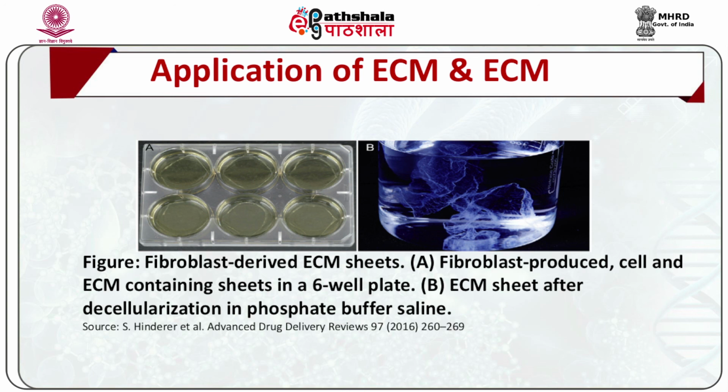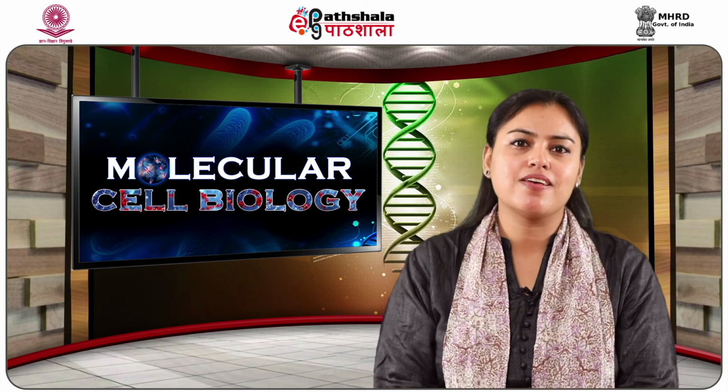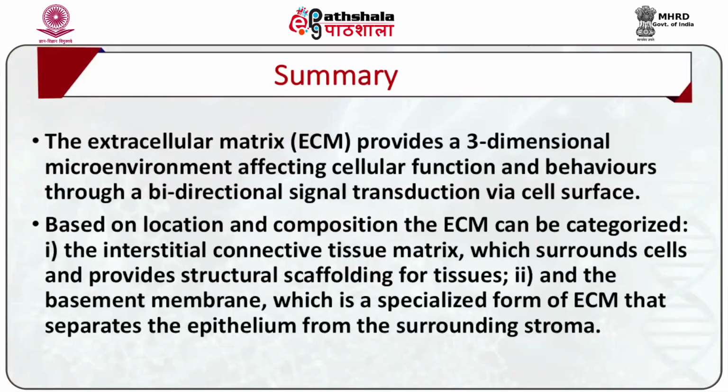We can now summarize the learnings from this module as follows. First, the extracellular matrix or the ECM provides a three-dimensional microenvironment affecting cellular function and behaviors through bidirectional signal transduction via cell surface receptors. Based on the location and composition of the ECM, it can be categorized as the interstitial connective tissue matrix, which surrounds the cell and provides structural scaffolding for tissues. And secondly, as the basement membrane, which is a specialized form of ECM that separates the epithelium from the surrounding stroma.